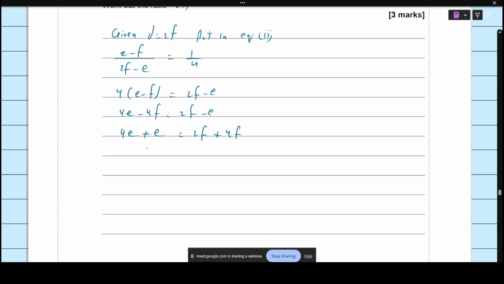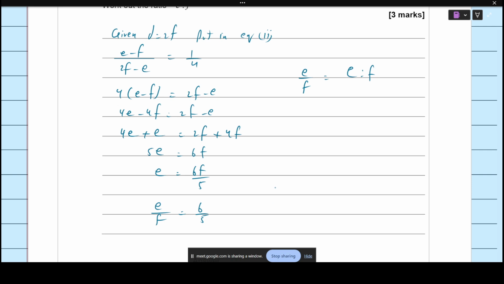So here we go. 4e plus e is 5e, and 2f plus 4f is 6f. We want to find e divided by f, which is equal to the ratio e to f. So I can take this 5 to the right side, f to the left side. That's going to be e divided by f is equal to 6 by 5. And if you want to write this in ratio form, e to f is actually 6 to 5.